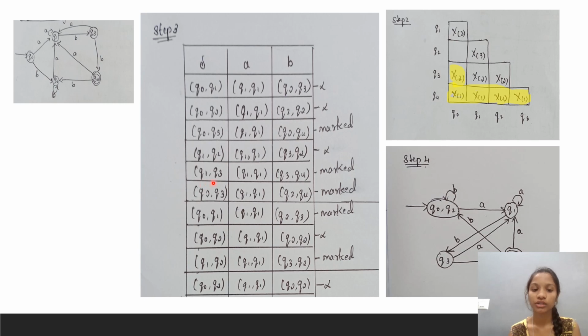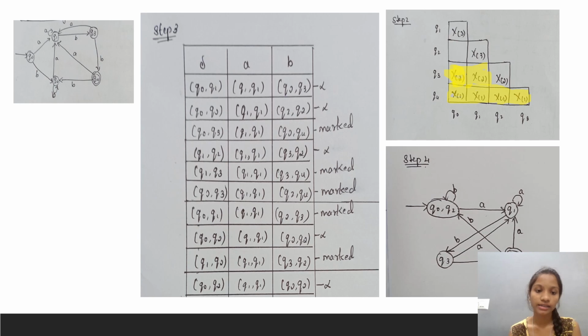Then similarly Q1 comma Q3 upon A will go for Q1 comma Q1 and upon B Q3 comma Q4. Then we have to check whether Q3 comma Q4 is marked. Q3 comma Q4 is marked in the last step, so this state will be considered as marked. What will happen, that is Q1 comma Q3, this state will be marked in this step. Okay, these two states will be marked.